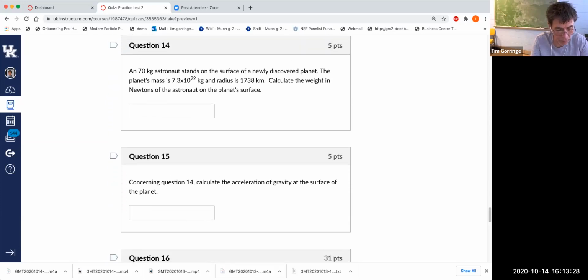Okay, so here's a couple of questions about an astronaut. We're told about a 70-kilogram astronaut standing on the surface of a newly discovered planet. We're told the radius of the planet, we're told the mass of the planet. We've got to calculate the weight of the astronaut on the surface of the planet. This one, and the next one, 14 and 15, are examples of the universal law of gravity that we talked about in yesterday's class.